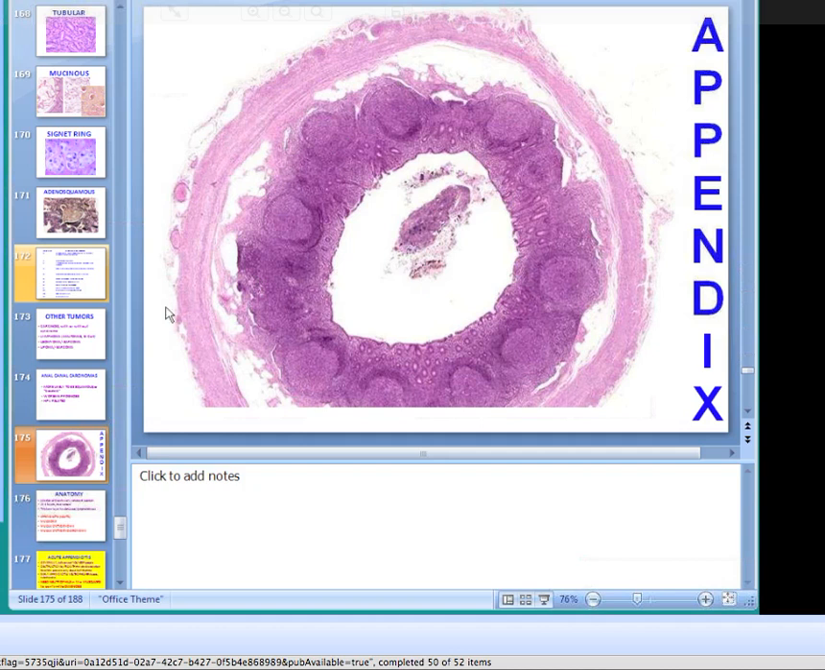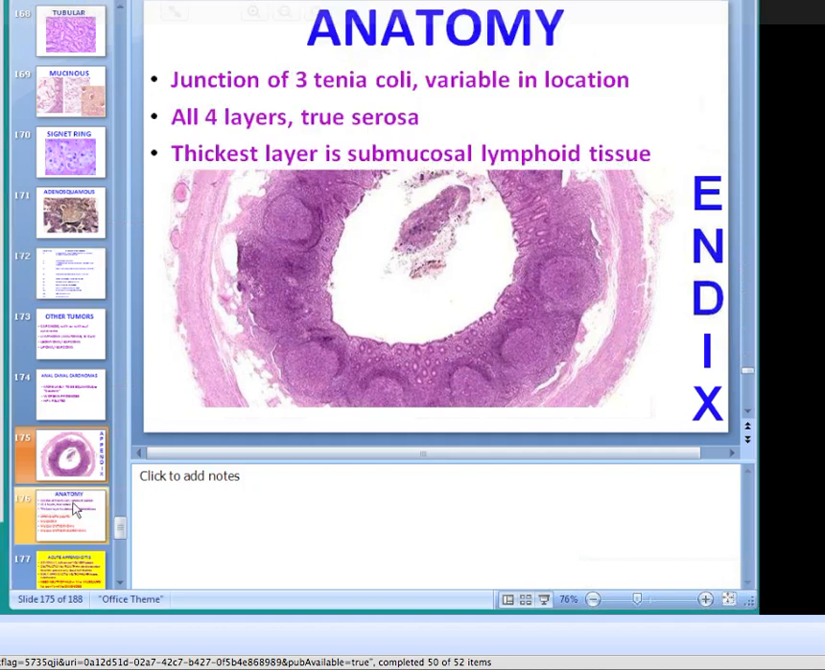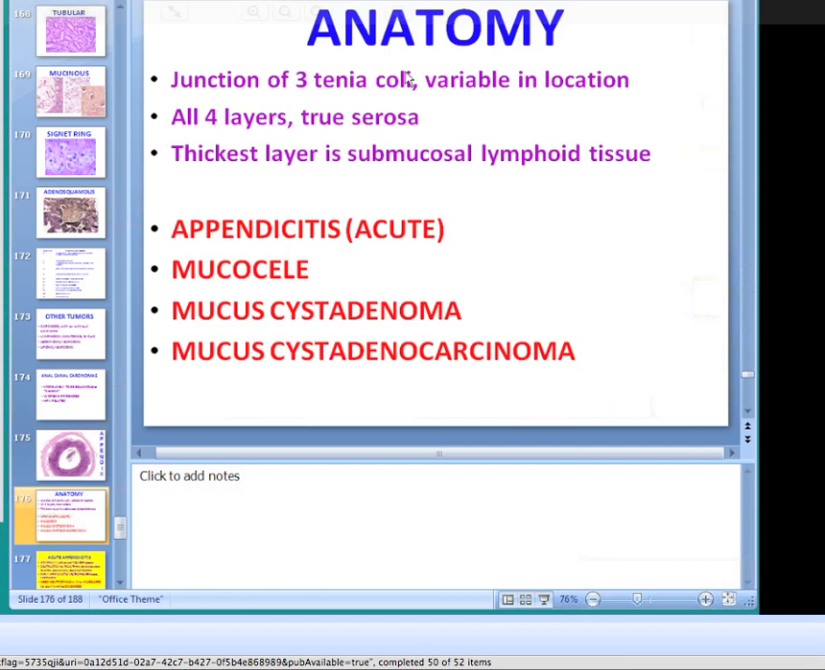What's the thickest layer of the appendix? It's not the muscularis like the rest of the bowel. It's the submucosal lymphoid tissue. It's loaded with lymphoid tissue in the mucosa and submucosa. Now, if you remember, the appendix is at the junction where the 3 taeniae meet. Classically, it's very variable in location. The surgeon fears this the most because if it's retrocecal, he's going to have a harder time taking it out on laparoscopy. And unlike the rest of the GI tract, the thickest layer is the submucosal lymphoid tissue.